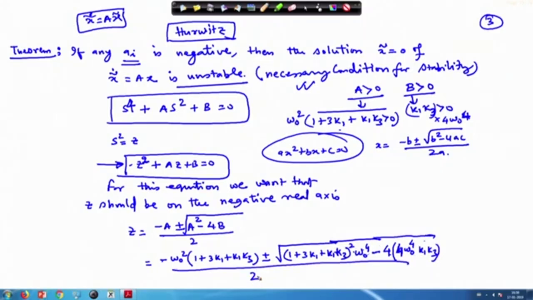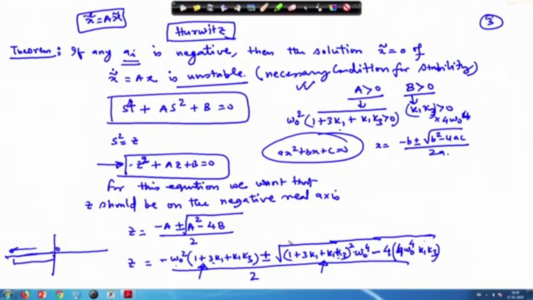Now, looking into this equation, as you know, this quantity also enters here in this place, and this particular part is also present here. So when will z be on the negative real axis, when will it lie in this range, on this side? This is the question.